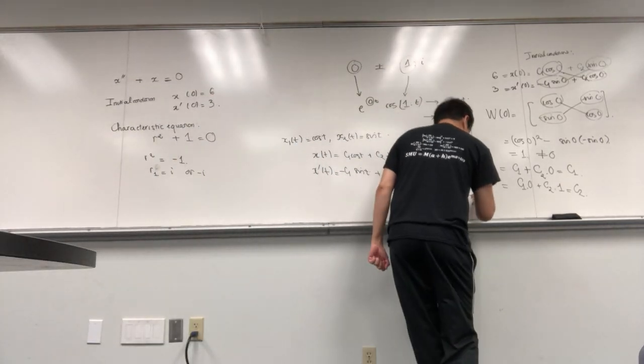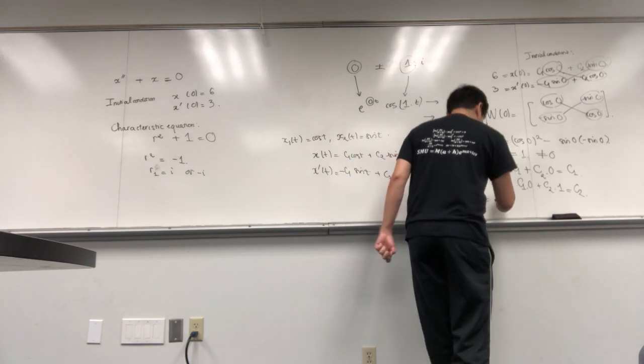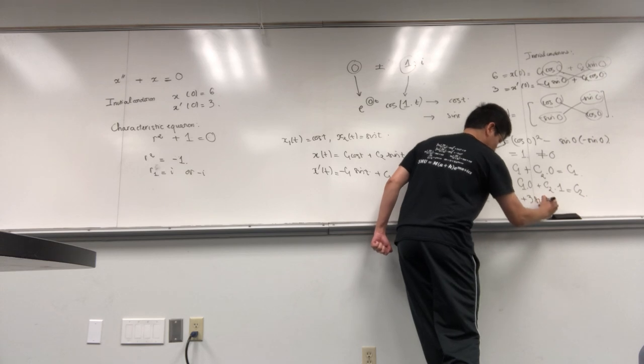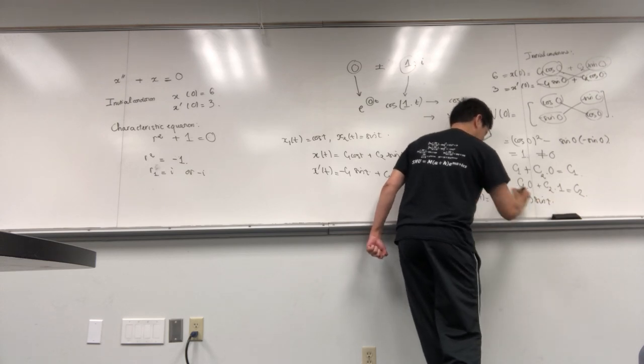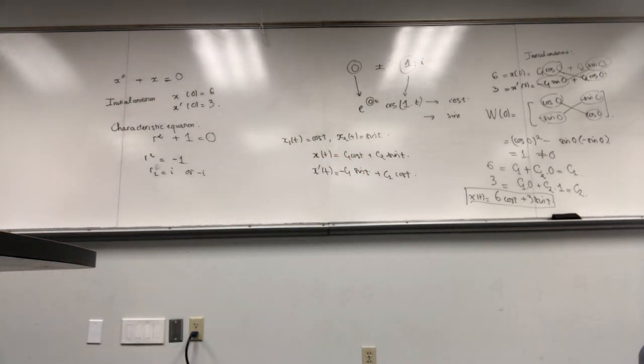So x of t will be, you plug 6 here, so this is 6 cosine of t plus 3 times sine of t, right? So this is the general form of the solution. Questions?